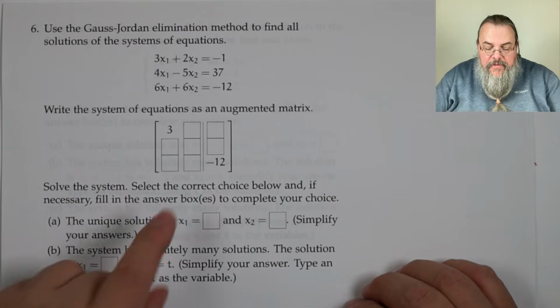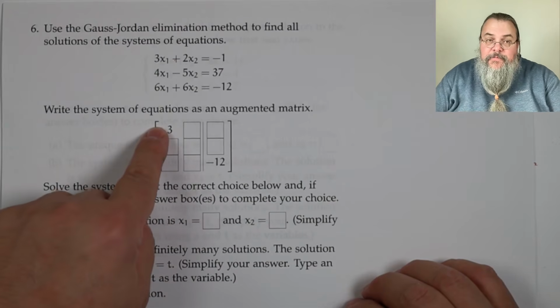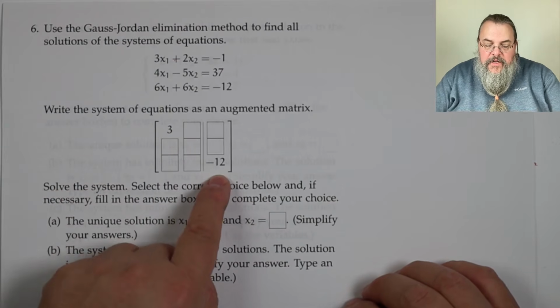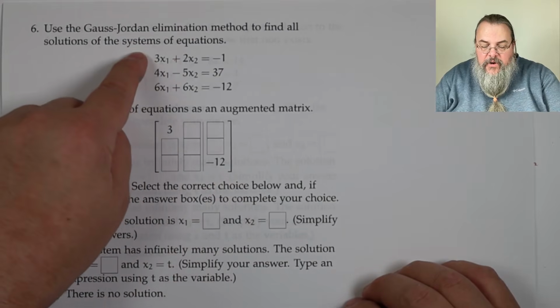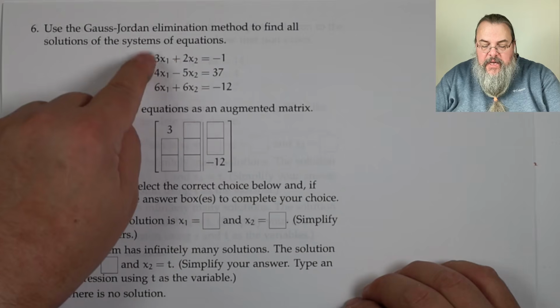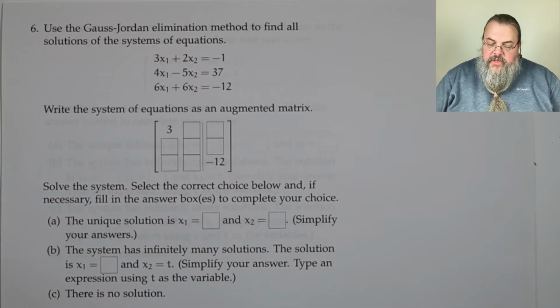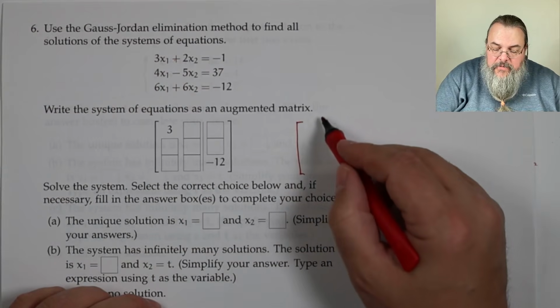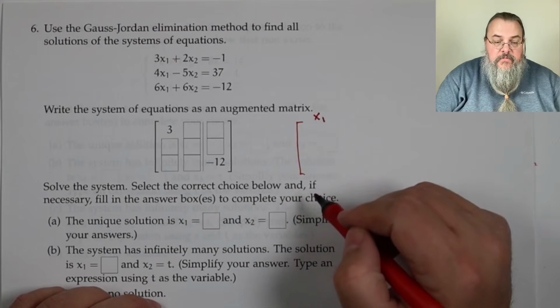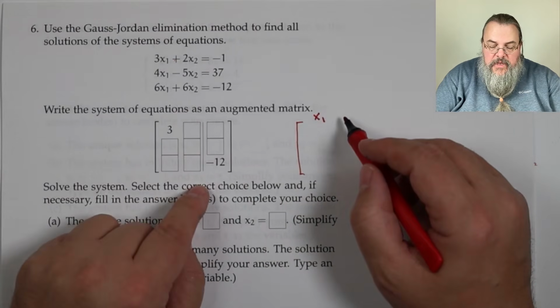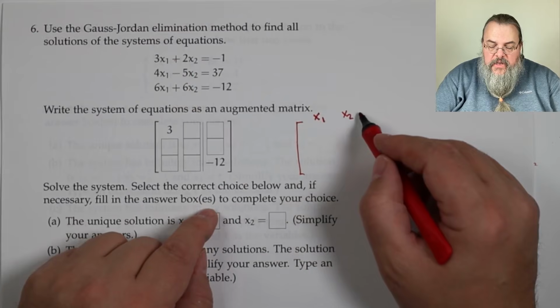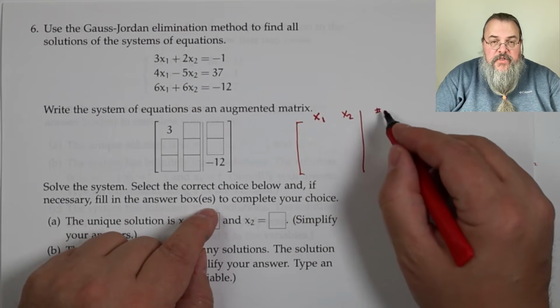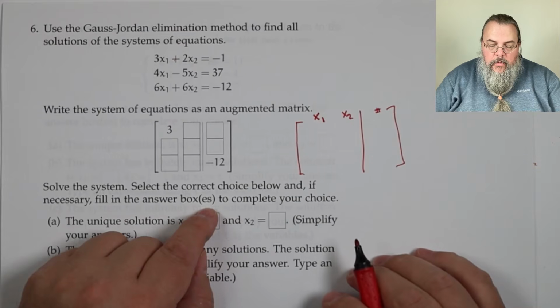Now, it gave us some hints. See how there's a 3 here and a minus 12 here? That 3 is helping us recognize that is going to be the 3x1. In particular, what they're trying to tell us is that the first column is the x1 column. The second column then must be the x2 column. And over here we have the numbers. Okay, so that's what we have.